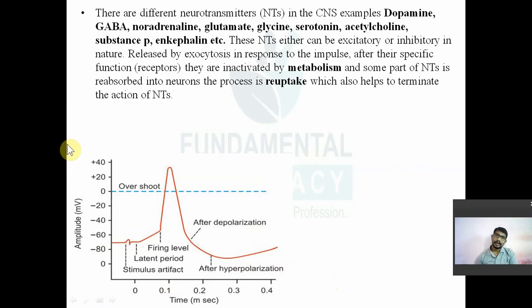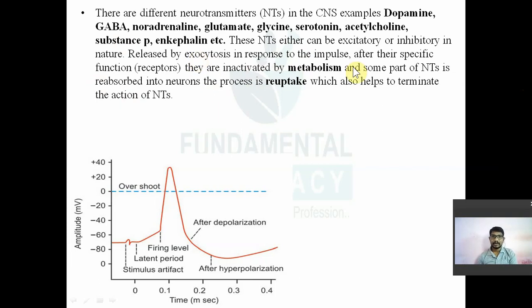There are different neurotransmitters in the brain, for example dopamine, noradrenaline, gamma aminobutyric acid, glutamate, glycine, serotonin, and enkephalin, etc. These neurotransmitters may be either inhibitory or excitatory. For example, GABA is inhibitory in nature, noradrenaline is excitatory, and glutamate is excitatory. They are synthesized locally in the neuron, stored in the synaptic vesicles, and released by the process of exocytosis. A question has come on this before. Transmitters are released by exocytosis.